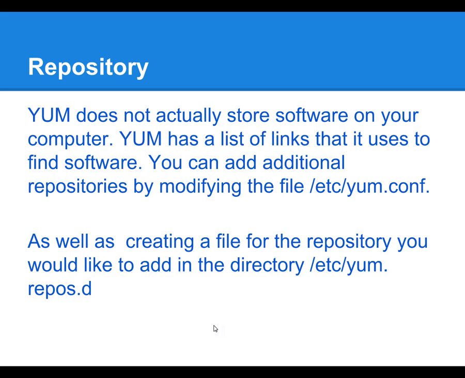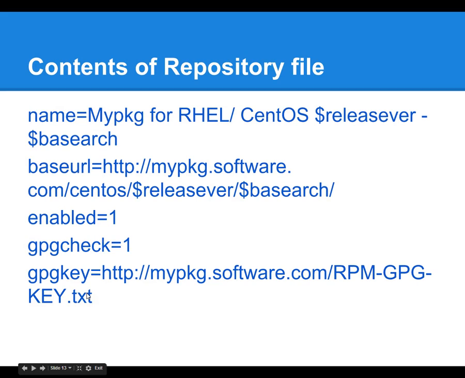Now, you can add more links, aka repositories, at any time. In order to do that, you want to update the /etc/yum.conf file. And once you've done that, you'll probably also have to add additional files to the /etc/yum.repos.d directory. Now, the file that you put in that directory should contain basic information as to the name of the actual package, the URL of the package, as well as a key.